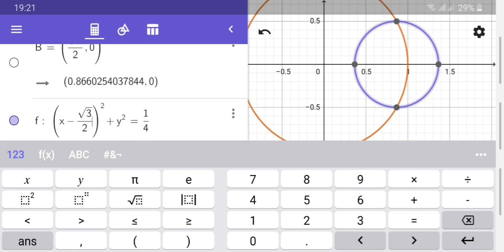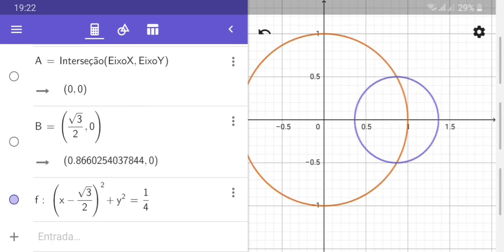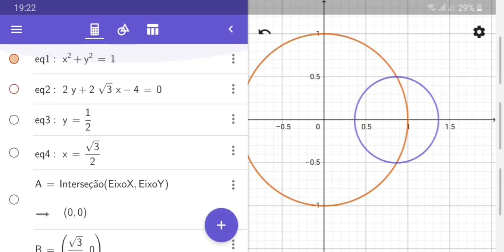So why did I do this? Because remember, this square root of 3 divided by 2 was the value of d. It was the distance between the two circles, between the two centers, okay? So I moved the center of the second circle the value of d, okay? And this 1 divided by 4, why is it 1 divided by 4? Because 1/2 squared is 1 divided by 4. So this is the radius of the second circle that we found, that was 1/2 squared, okay?